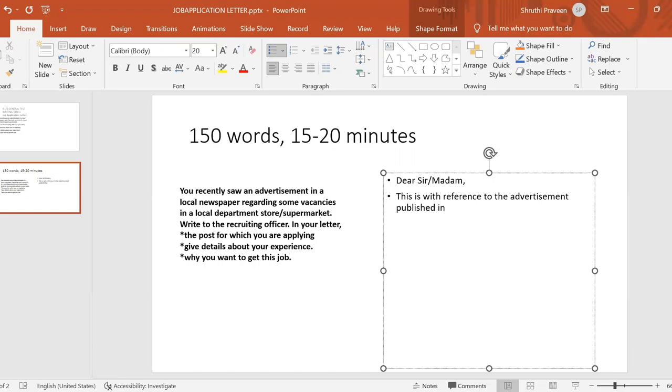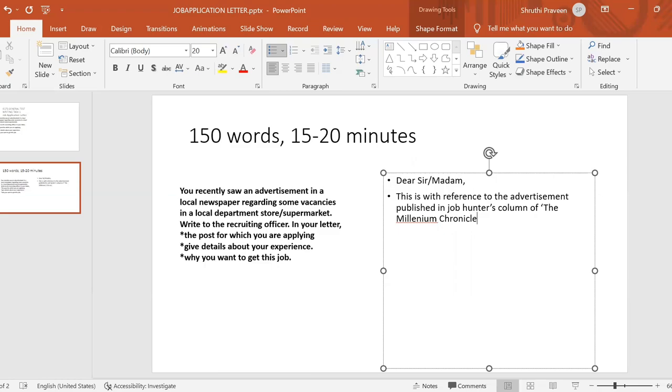If it's not a main employment kind of paper, if it's a regular paper with an employment column, then you can mention that. This is with reference to the advertisement published in the Job Hunters column. So that is the name of the column of, and I'm going to write an imaginary newspaper, the Millennium Chronicle.